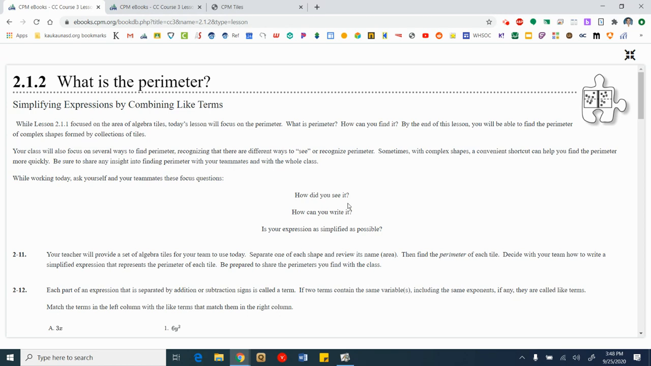While working today, ask yourself and your teammates these focus questions. How did you see it? How can you write it? Is your expression as simplified as possible?